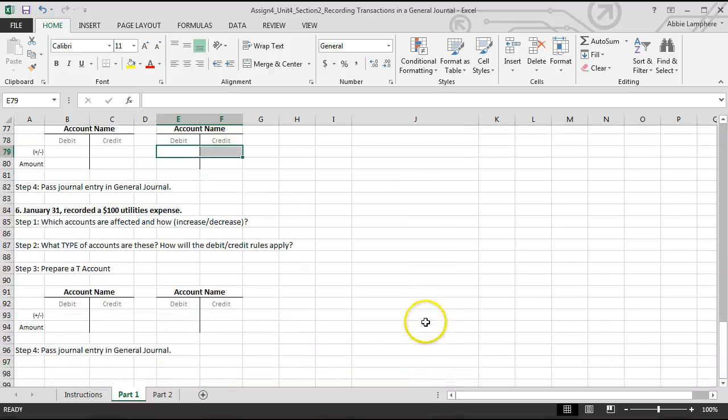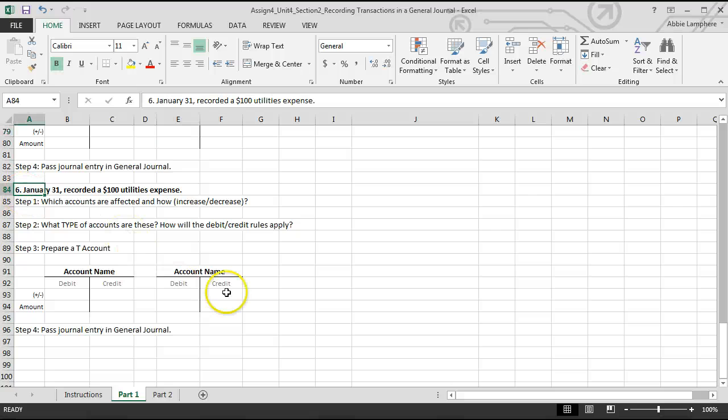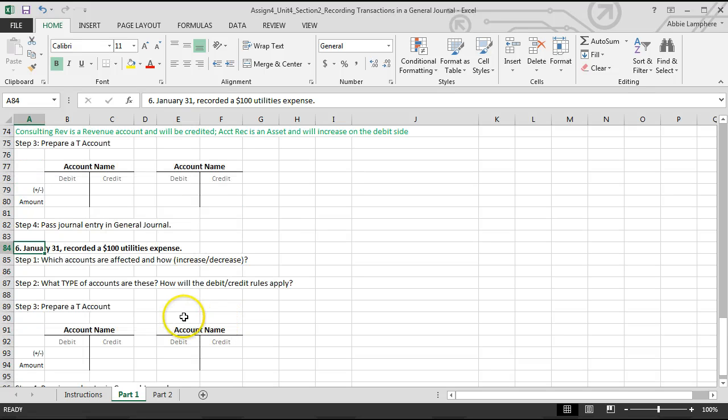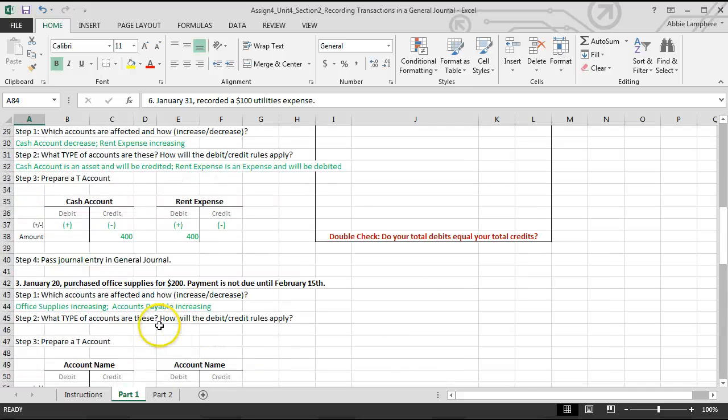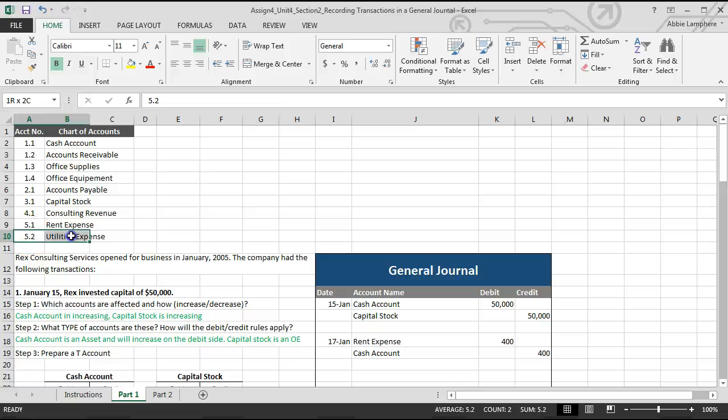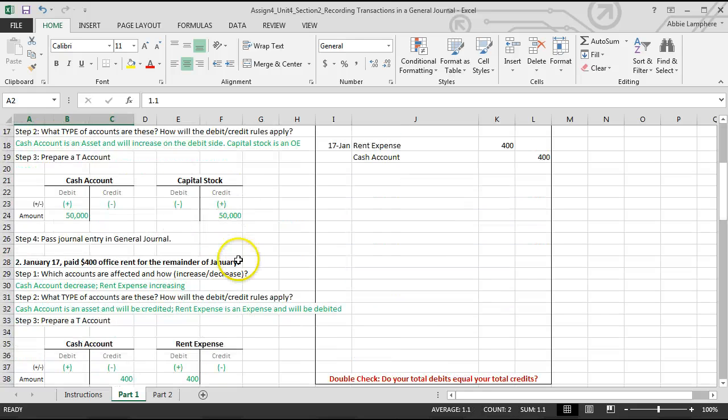Okay, next one and last one for this part. January 31st, recorded a $100 utility expense. That's going to look pretty close to our other expense account that we paid for. So we have a $100 utility expense that we're paying. How is that going to affect these accounts? We're paying $100 towards our utility expense. Let's make sure we have a utility expense account. There it is. So we'll be using utility expense. We're paying $100, so that should affect our cash account.